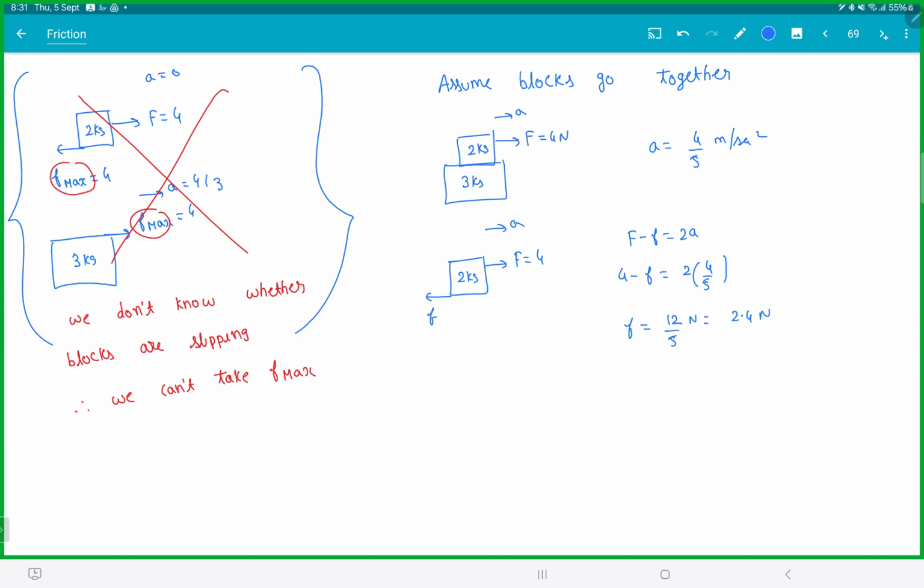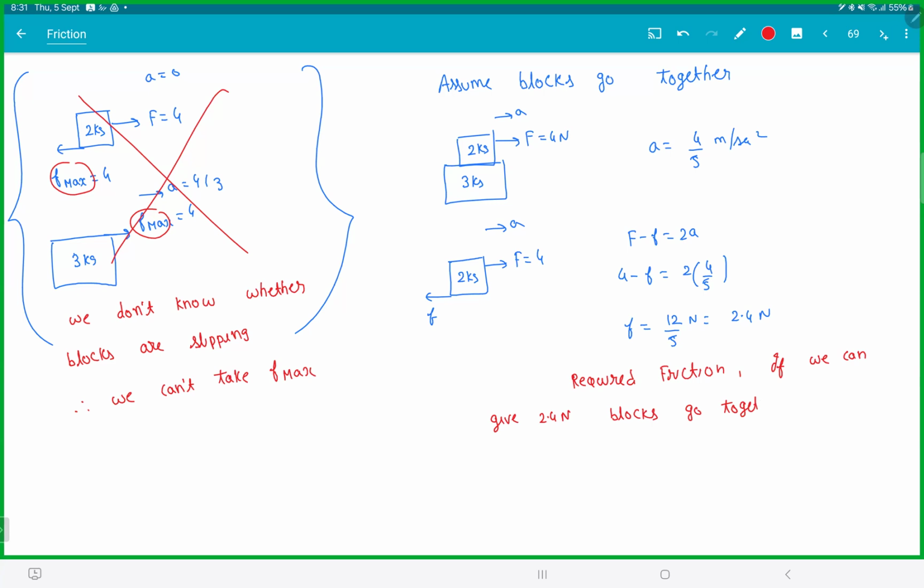Now try to understand what this is trying to tell you. Friction is telling you, boss, I need 2.4. The meaning of this statement is, this is the required friction. The friction is saying, if you give me 2.4, I'll make sure the blocks go together. If we can give 2.4 newtons, blocks go together. That is what we proved.